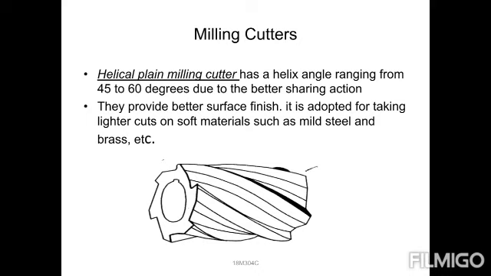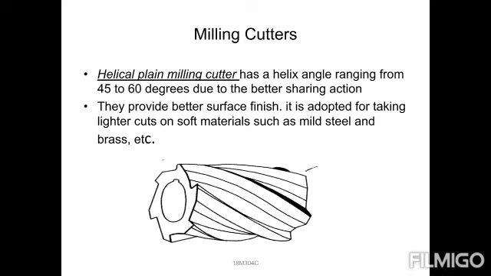So it means more amount of cutting, right? They provide better surface finishing and are adapted for taking lighter cuts on soft materials such as mild steel and brass. It is used where a very high quality surface finish is needed, which we can get with the help of the helical plain milling cutter. And next one is the side milling cutter. In this you can observe the helical plain milling cutter in the figure also, you can check.